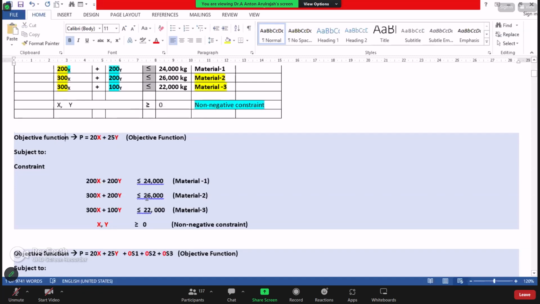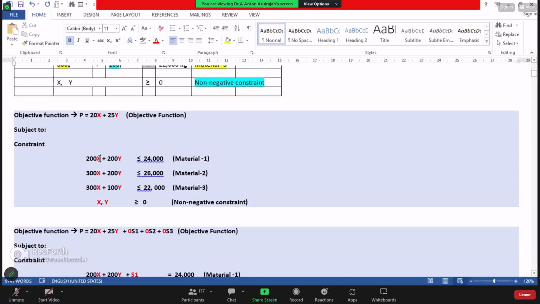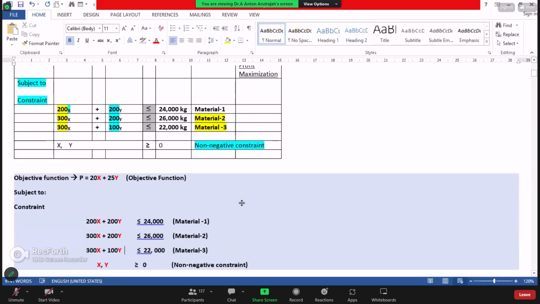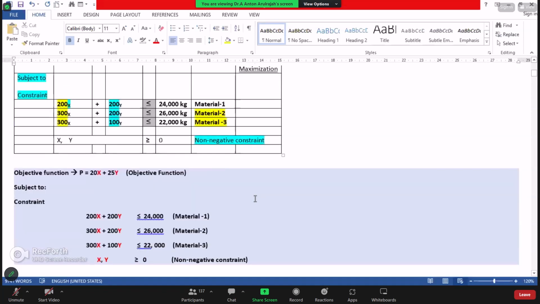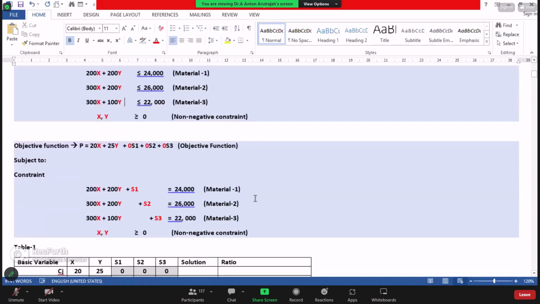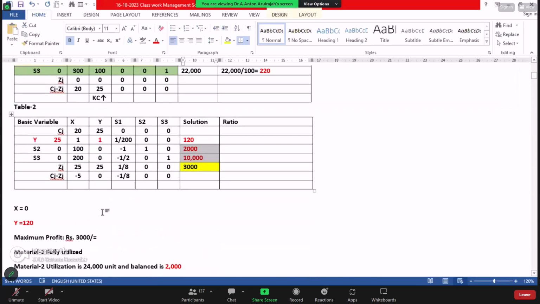While applying these values, x 0, y 120, in the second and third equations also, you can find the resource utilization, or just use this final table, the second table, to say what the balance and what the utilization is. Okay.